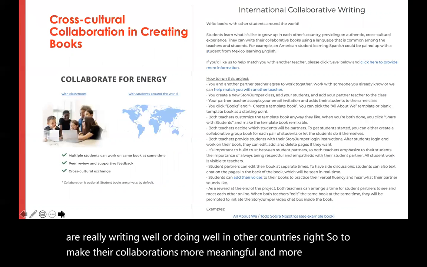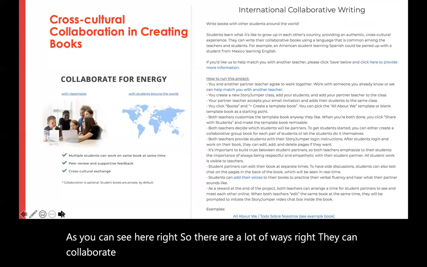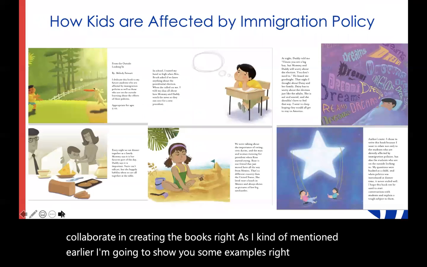As you can see here, right? So there are a lot of ways they can collaborate in creating the books, as I mentioned earlier. I'm going to show you some examples, something you can do in your own classroom as well.